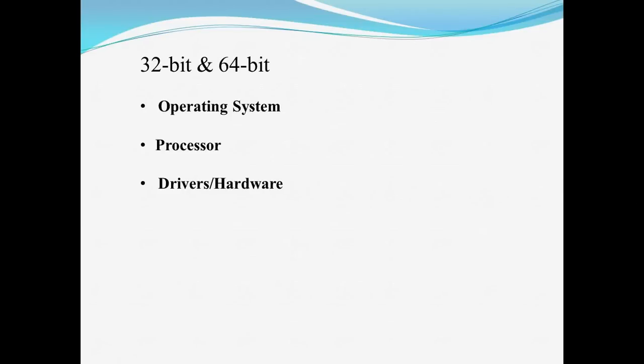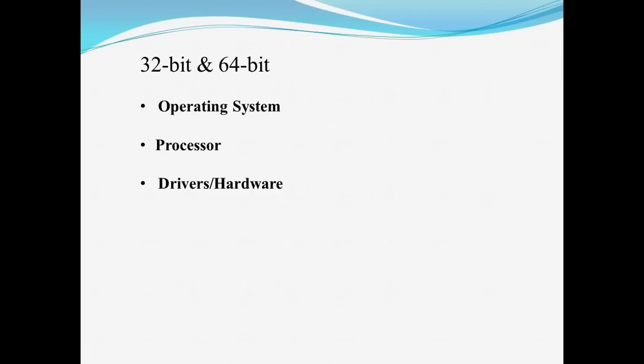This tutorial will hopefully give you a better understanding of the differences between 32 and 64-bit. The first thing we'll look at is the operating system. The difference between the two operating systems is the allocation and the addressing of the RAM. Put simply, it's how much RAM the operating system is able to see and use.